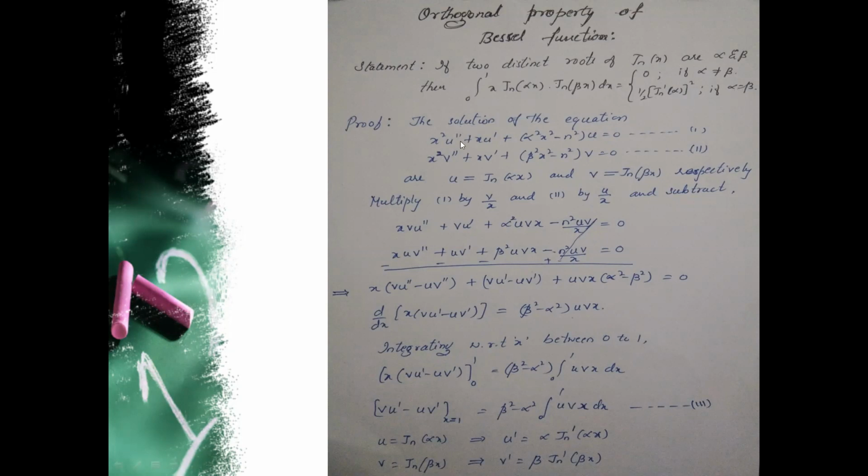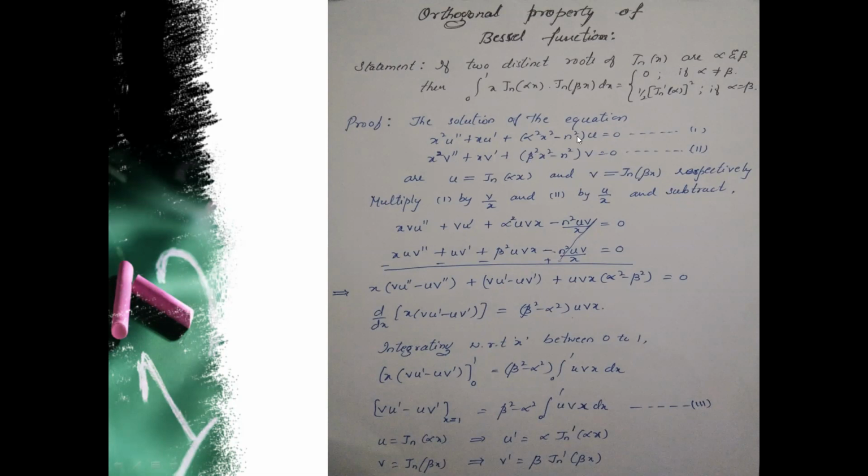Now we'll consider the Bessel equation x square u double dash plus x into u dash plus alpha square x square minus n square into u equal to 0. The solution of this equation is u equal to Jn of alpha x, and the other equation written in terms of v is x square v double dash plus x into v dash plus beta square x square minus n square into v equal to 0. The solution of this equation will be v equal to Jn of beta x.